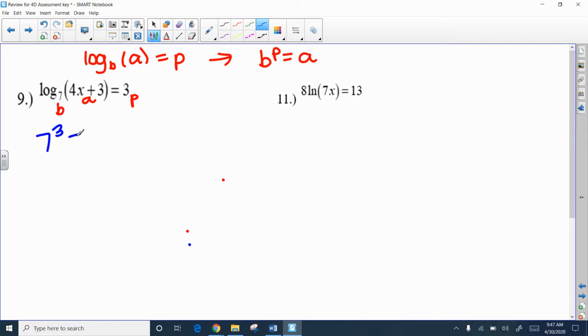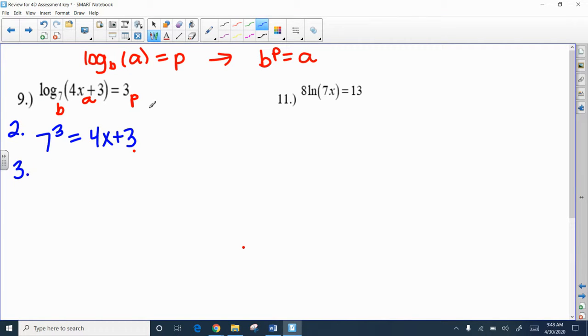So 7 to the third power equals 4x plus... Now from here, we can change forms. So that was step 2, change forms. Now we need to solve for x. If you want, you can evaluate 7 to the third power now, or we can wait till the end. It doesn't matter. Either way, I'm trying to get the x by itself in step 3.